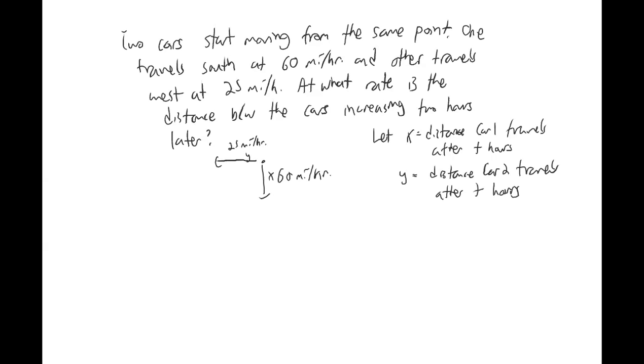So what's the distance between them? It's asking for the distance between the two cars. If the car is here and the other car is here, the distance is here. So it's asking for d prime. So the question: I know x prime, I know y prime. It's literally just this. So what equation relates d, y, and x?